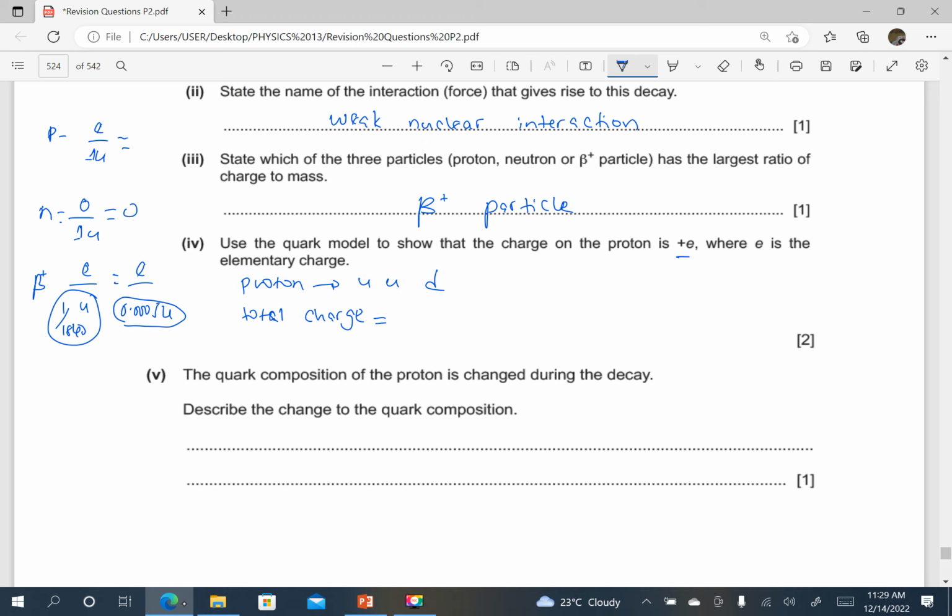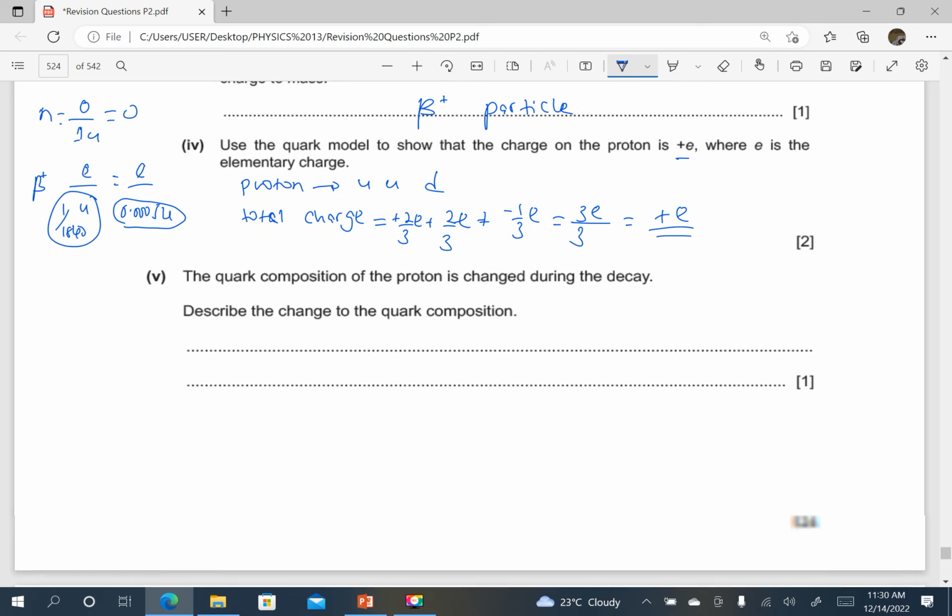is going to be an up quark, which is positive 2 over 3e, plus another one, which is 2 over 3e, plus a down quark, which is negative 1 over 3e. Of course, the LCM is 3, and this is 2e plus 2e, that is 4e, minus 1e, which is 3e, and that gives us positive e as the total charge. So you need to know the charges of an up and down quark and a strange quark.